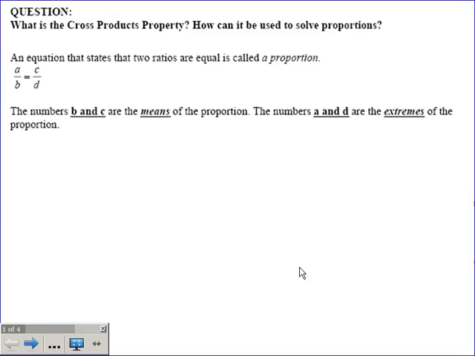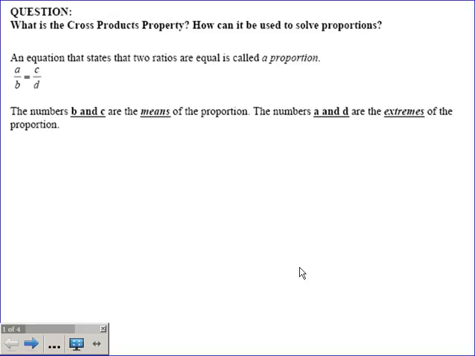So when we see an equation here, this is technically a proportion. There's a ratio on the left side and a ratio on the right side. Two ratios set equal to each other are called a proportion. A lot of people will misspell this word, so watch out for that. Make sure you spell it correctly.